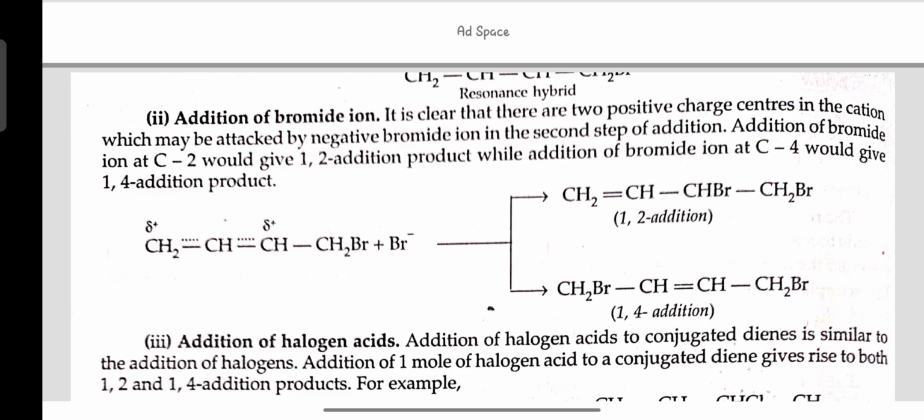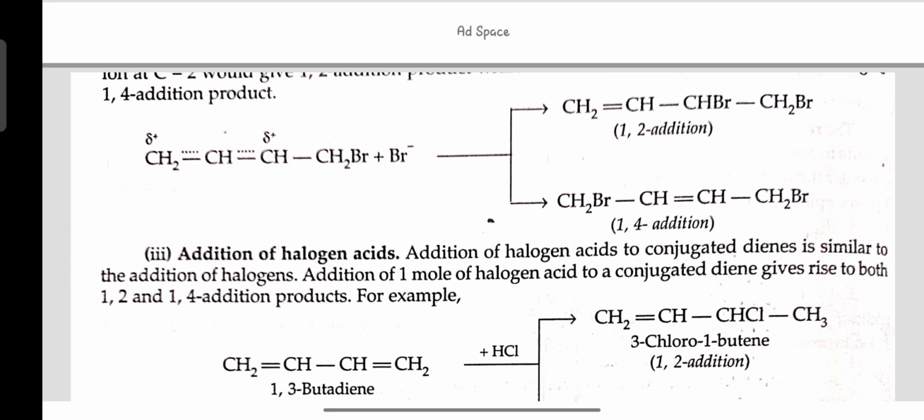It is clear that there are two positive charge centers in the cation which may be attacked by the negative bromide ion in the second step of addition. Addition of bromide ion at C2 would give the 1,2 addition product, while addition of bromide ion at carbon 4 would give the 1,4 addition product.